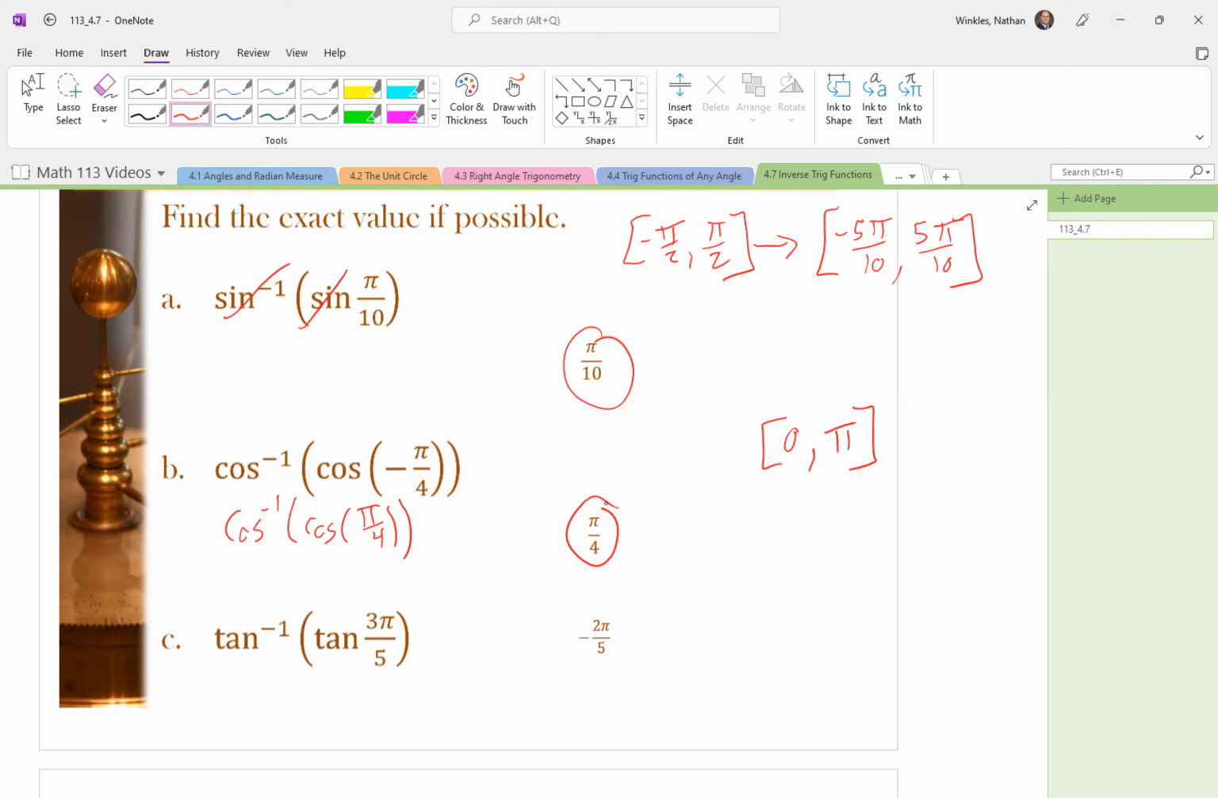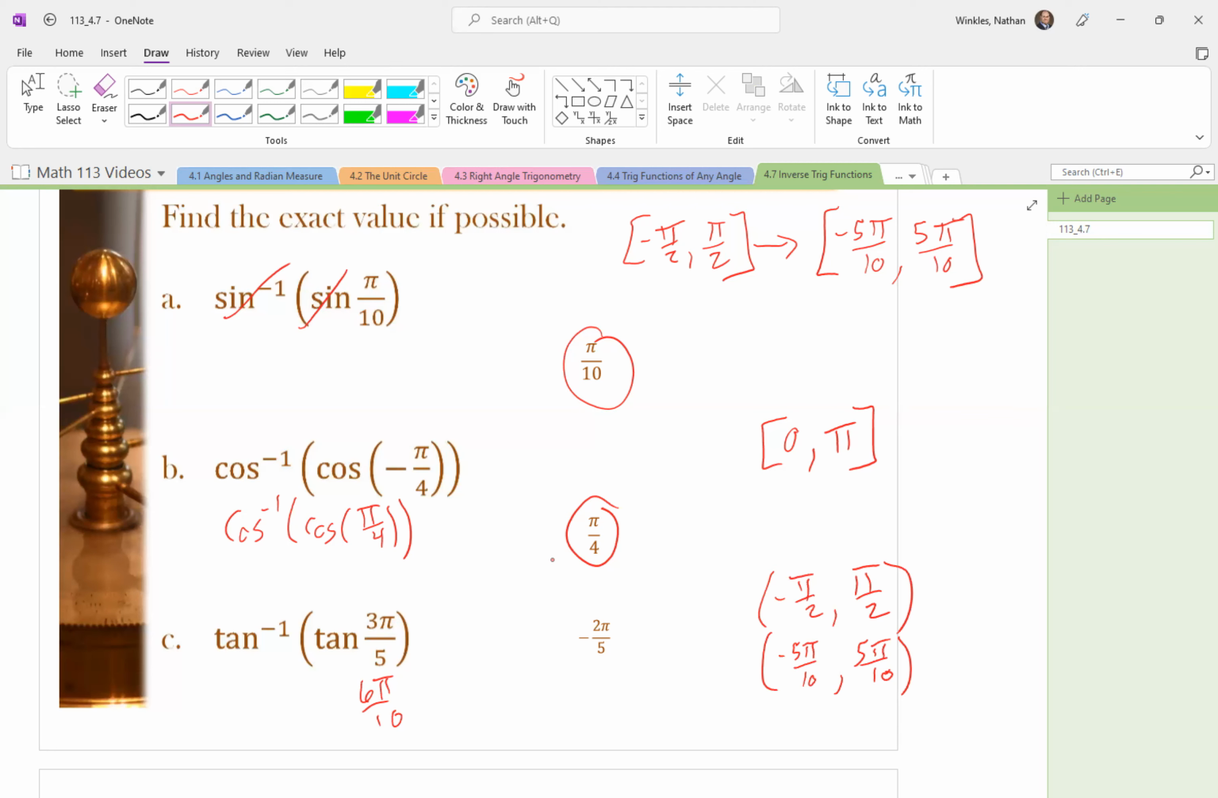So for our last one here, tangent inverse of tangent of 3π/5. So where is 3π/5? Because it says that we need to be between negative π/2 and π/2. In terms of fifths, we could go to tenths to make this negative 5π/10 and 5π/10. But this is actually 6π/10, so this value is not inside of this interval.